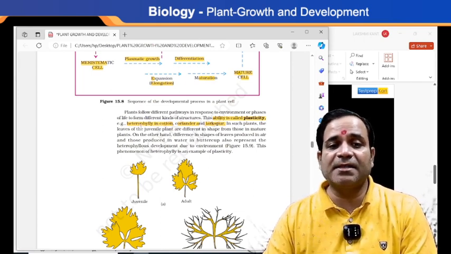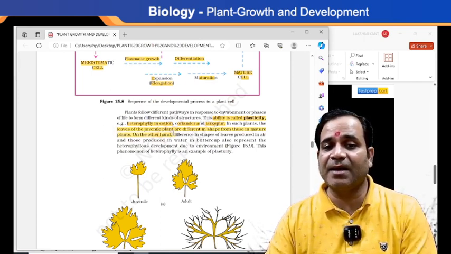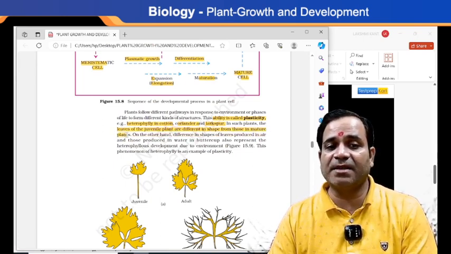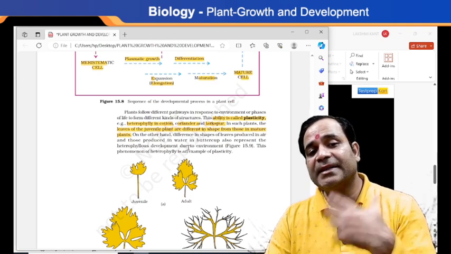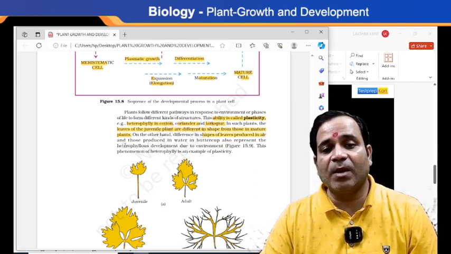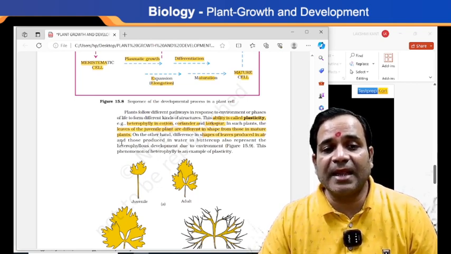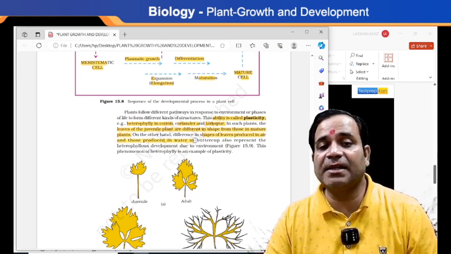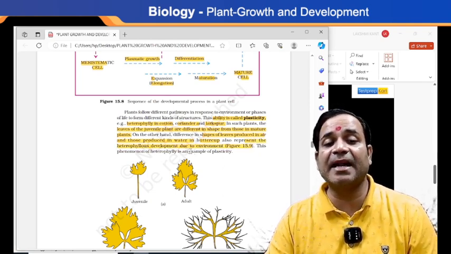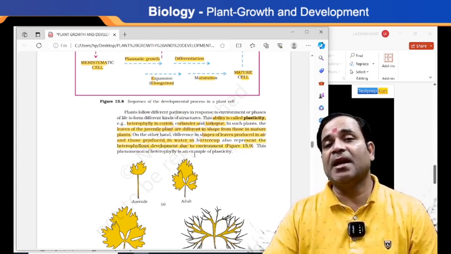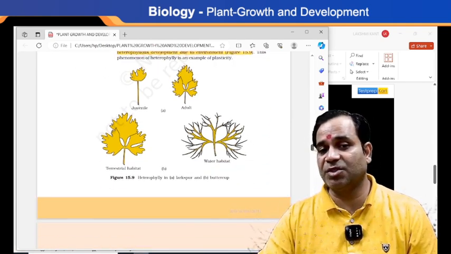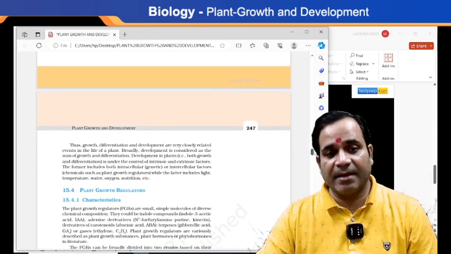In such plants, the leaves of the juvenile plants are different in shape and size from those in mature plants, my dear. On the other hand, the shapes of leaves produced in air and those produced in water in buttercup also represent heterophily. It means development is due to the environment. And you all know that development in plants takes place according to the change in environment, my dear. Getting?